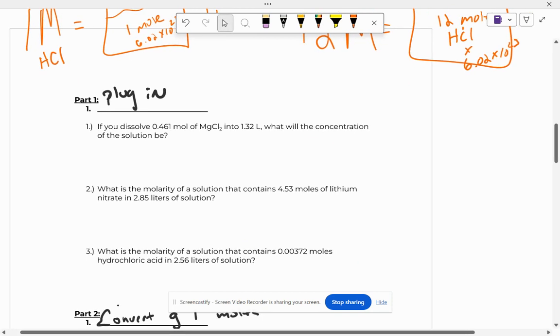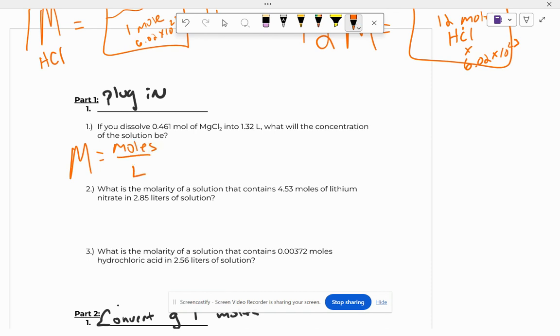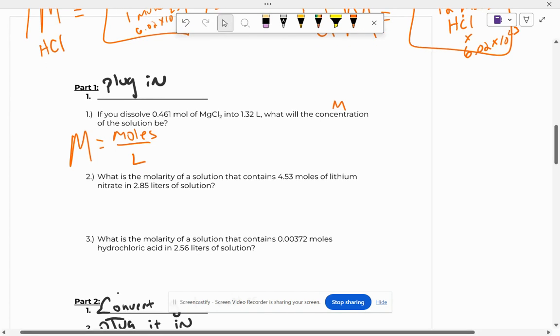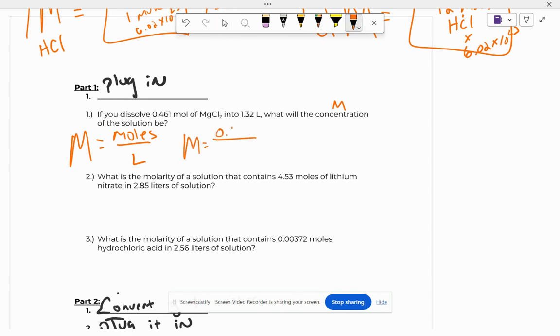Number 1 asks this: we have molarity as moles over liters, okay? If you dissolve 0.461 moles into 1.32 liters, what is the concentration going to be? What is the molarity? Concentration is big M, okay? That's what the big M is going to be, all right? So how I do that is I say big M is equal to 0.461 moles over 1.32 liters. And that is it.